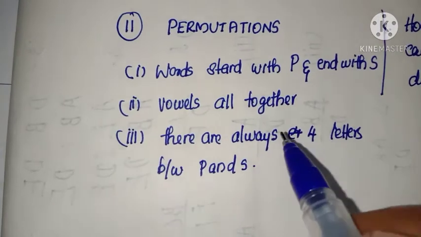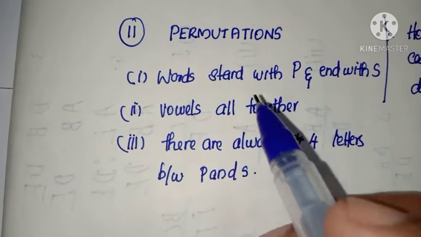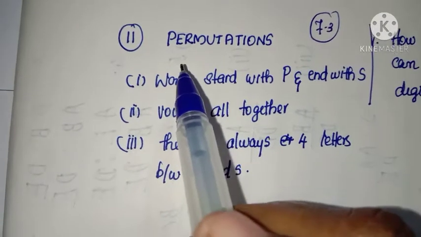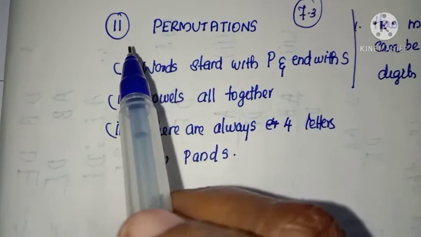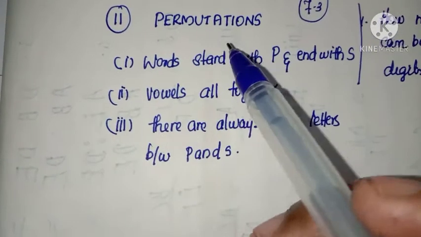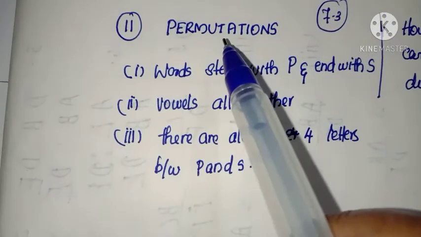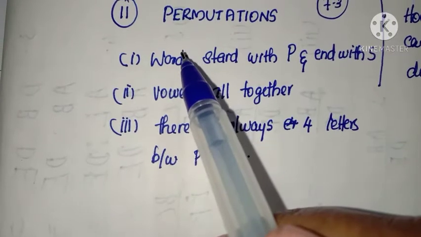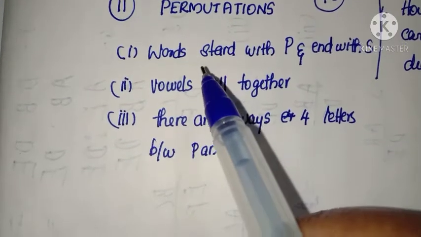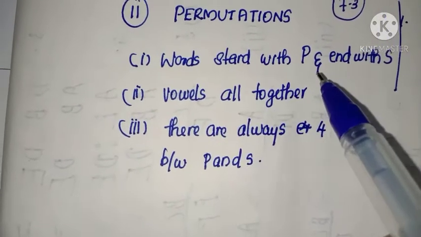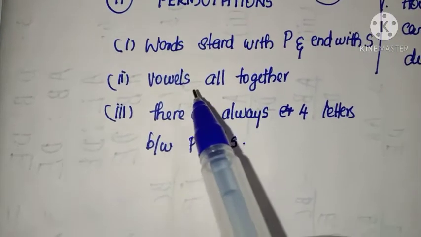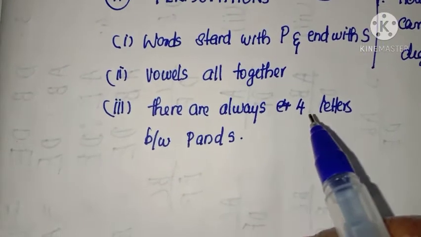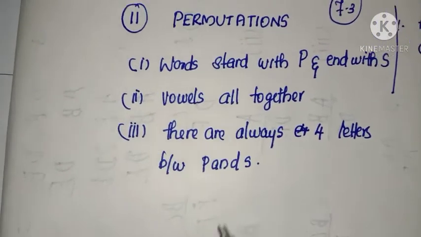Let's see some review questions, belonging to exercise 7.3. This is question number 11. It says, in how many ways can the letters of the word PERMUTATIONS be arranged if, listen, three sub questions we have to discuss. First one, words start with P and end with S. Second one, vowels all together. Third one, there are always four letters between P and S.